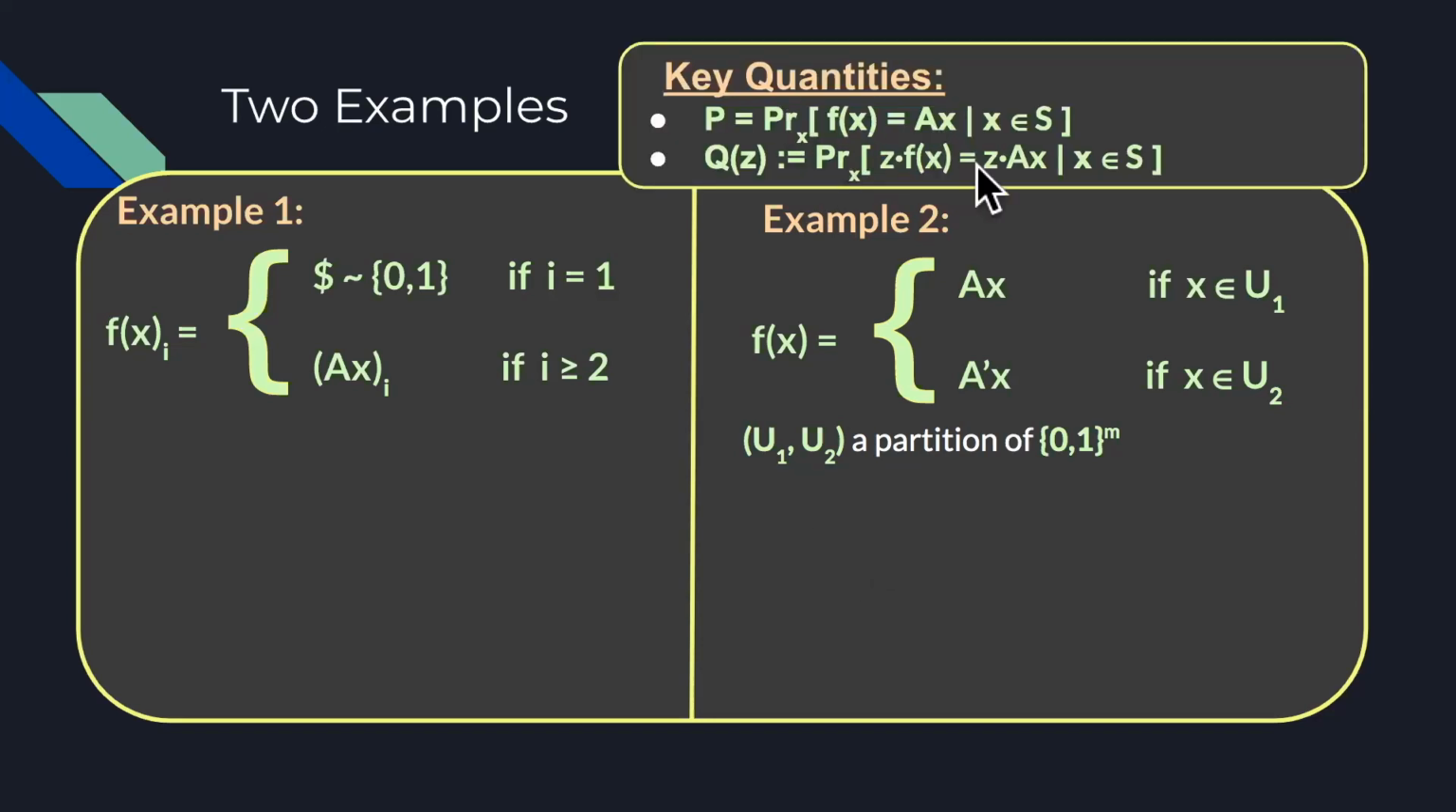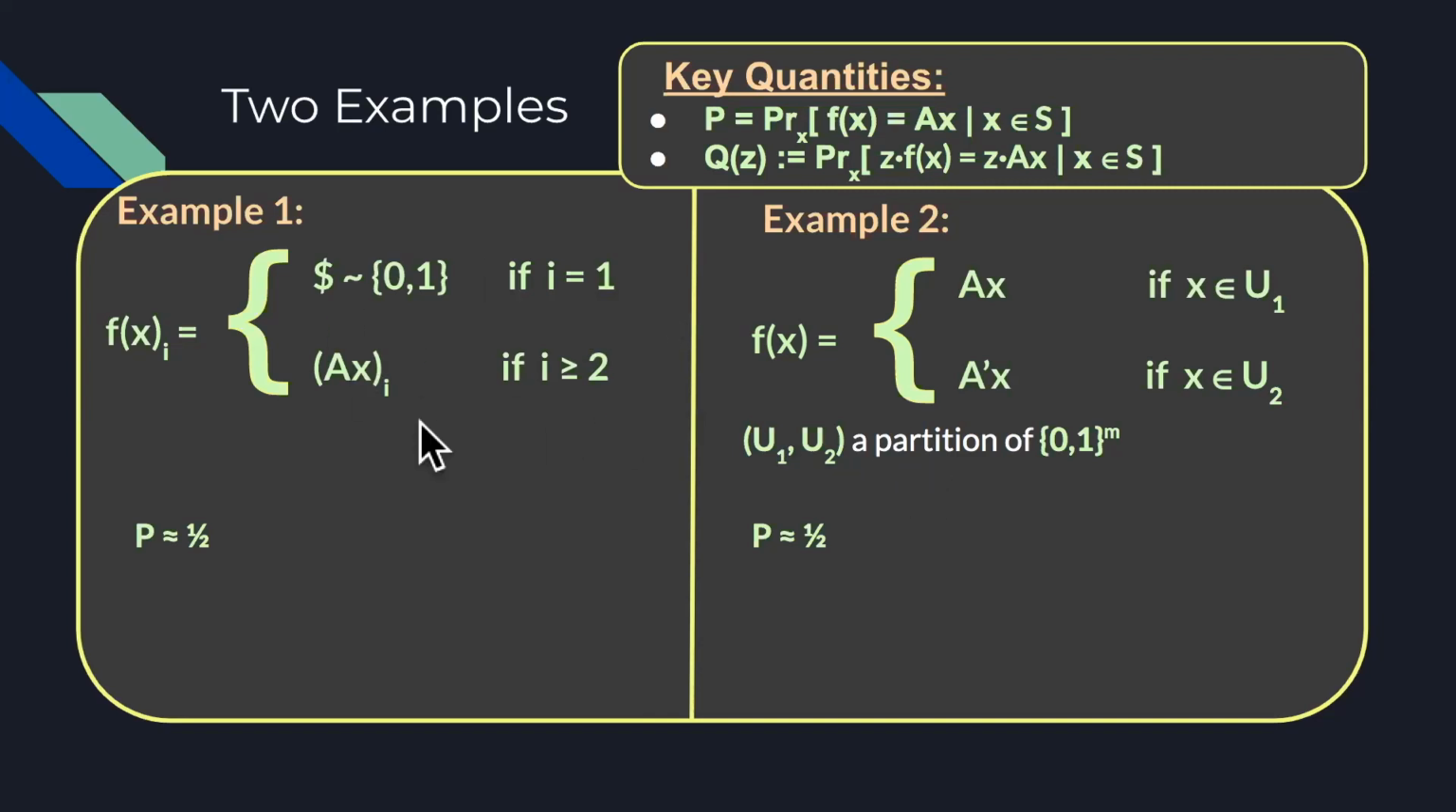The key quantities are here. Remember, P is this potential. It's the probability of agreement conditioned on being in S. And Q is the probability that the one linear condition defined by Z holds, conditioned on being in S. In both examples, P is roughly a half. We're going to assume that A and A prime don't have good agreement amongst each other, so you have very small chance of agreeing with both.